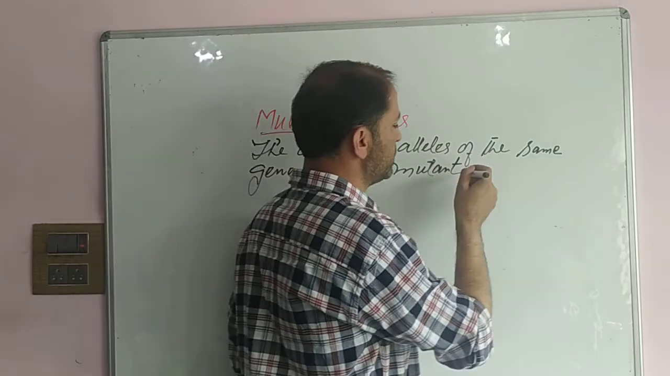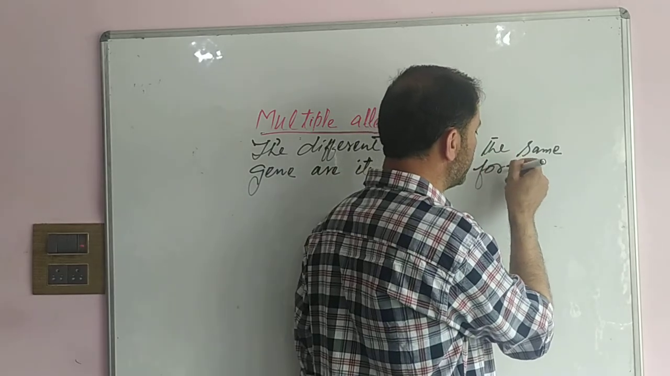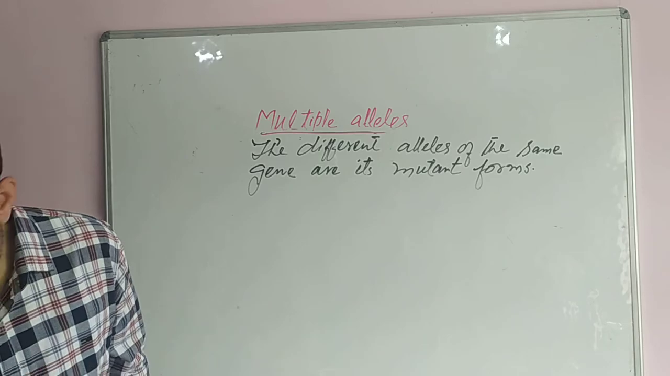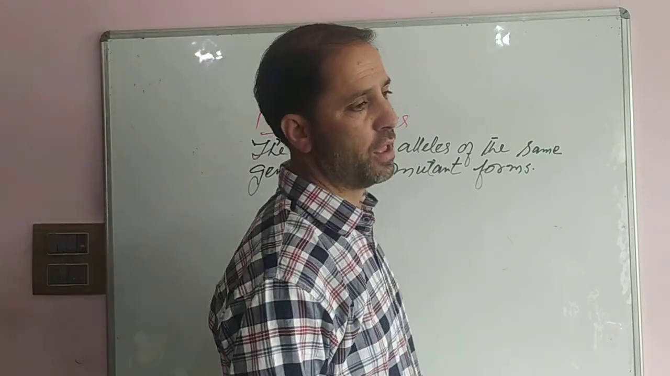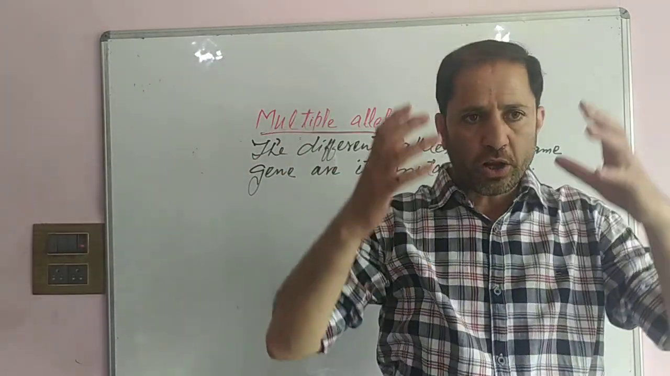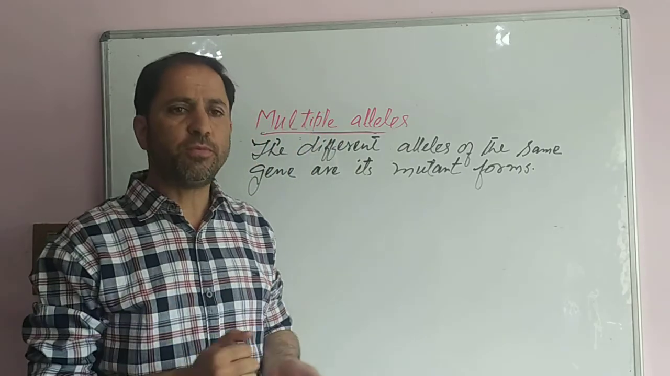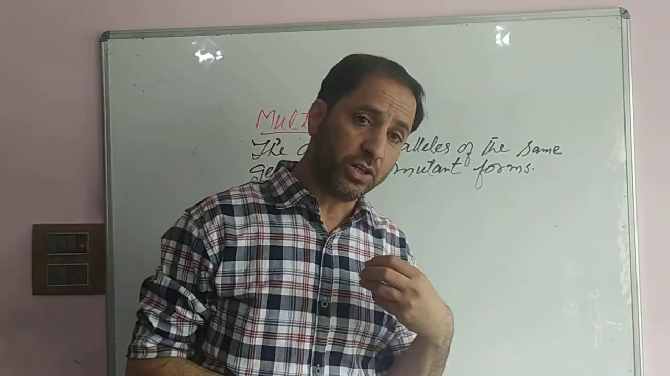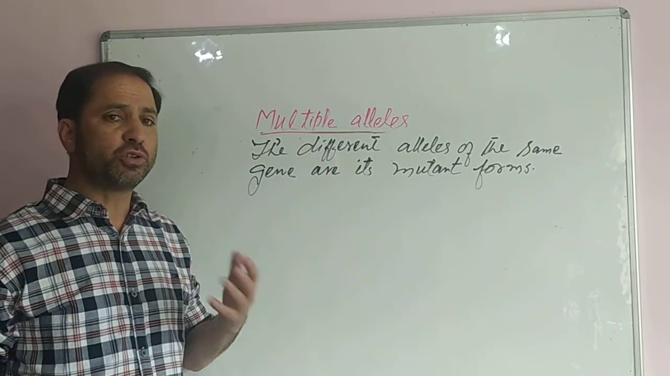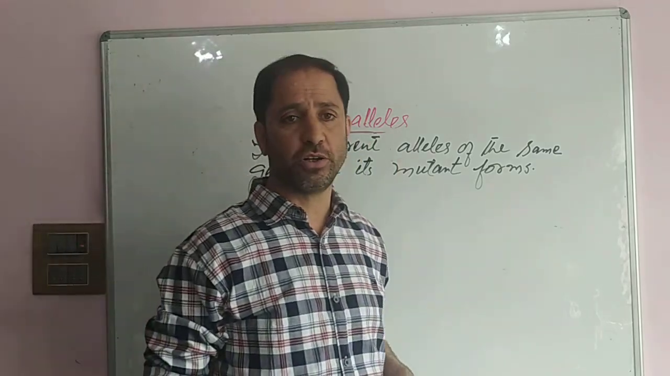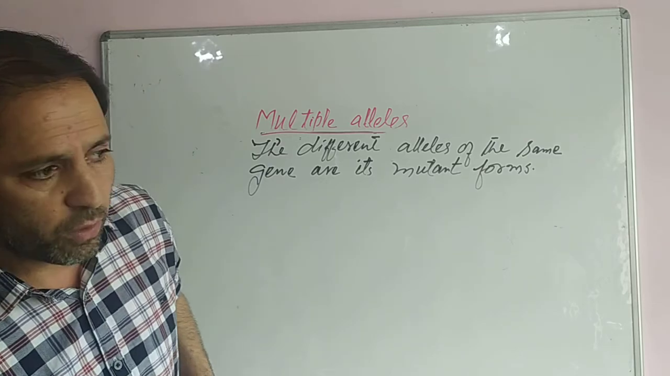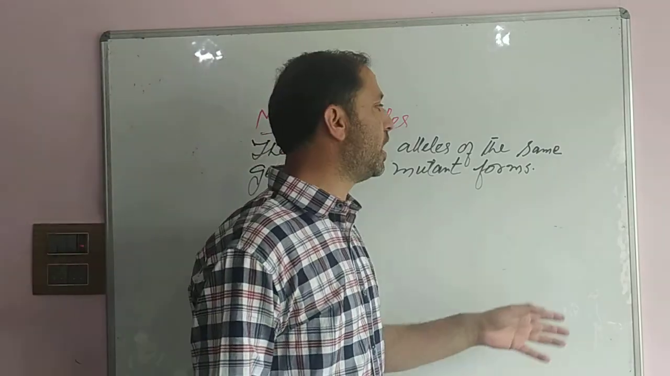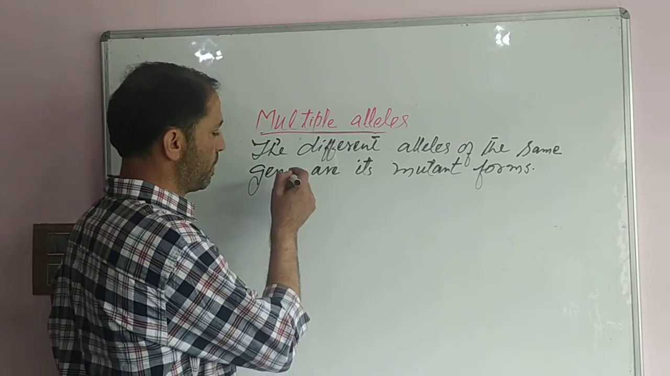Different alleles of the same gene, or its mutant forms. You may ask, sir, what are mutant forms? Actually, the original gene, the original form, is called wild type. When that wild type gets mutated, the new form formed is called a mutant form. Out of many alleles, one is wild type and all others are mutants.